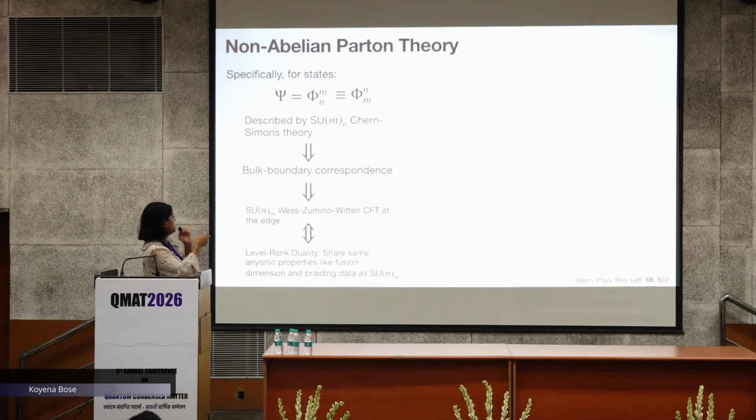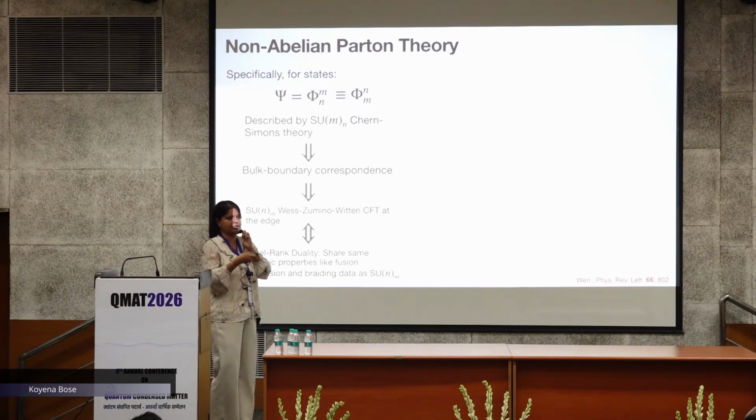So that is the many-body wave function. And by level-rank duality, once you show that this effective field theory is explained by n-level SU(m) Chern-Simons theory, all the rest follows. So there's also a notion of level-rank duality, which says that these two states, although quantitatively very different, will have the same anyonic data, like fusion rules, braiding data, etc.